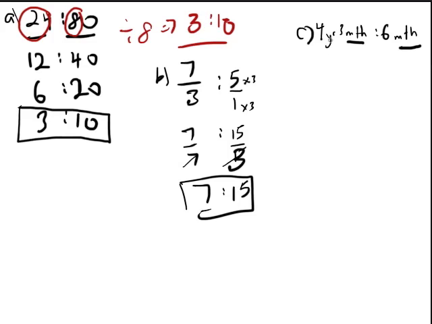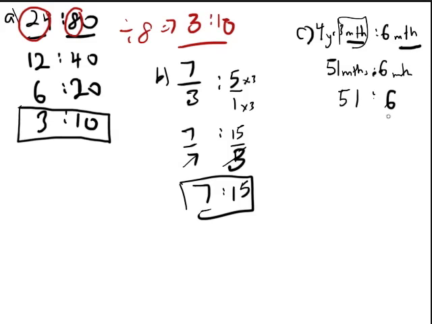So therefore, you have 4 years. In 4 years, how many months are there? In 1 year, there are 12 months. Therefore, in 4 years, there are 12 times 4 months, which is 48. And don't forget, you have your 3 months over here. Therefore, you plus 3, you have 51 months. 51 months is to 6 months. So our ratio is 51 to 6.